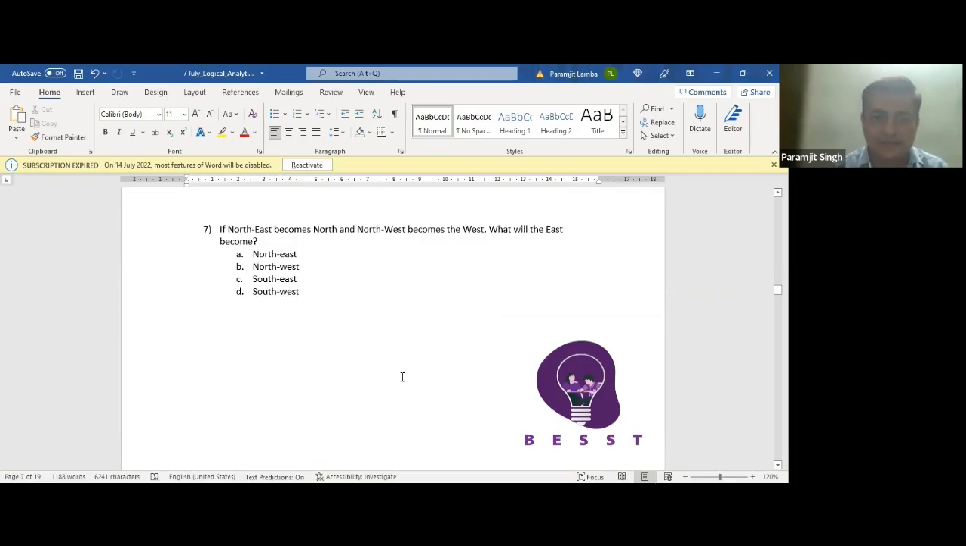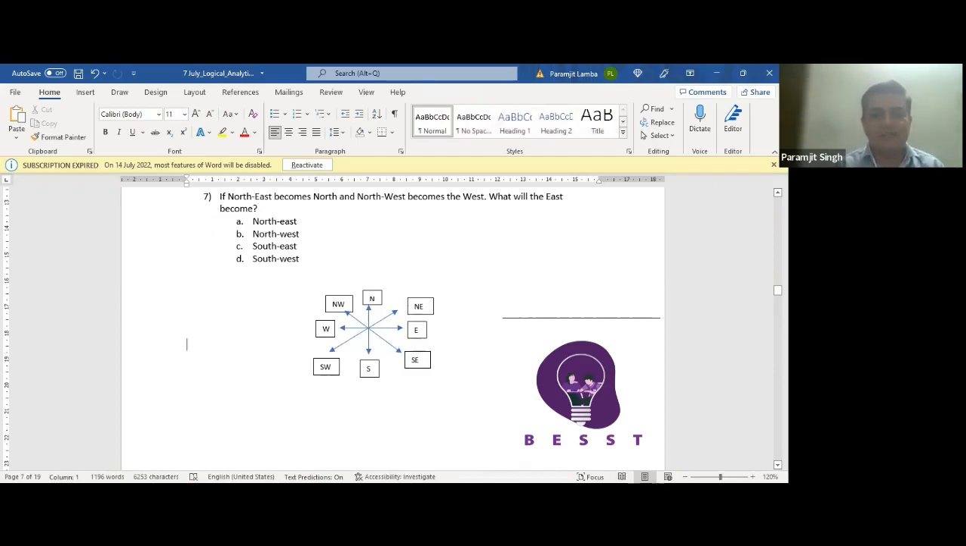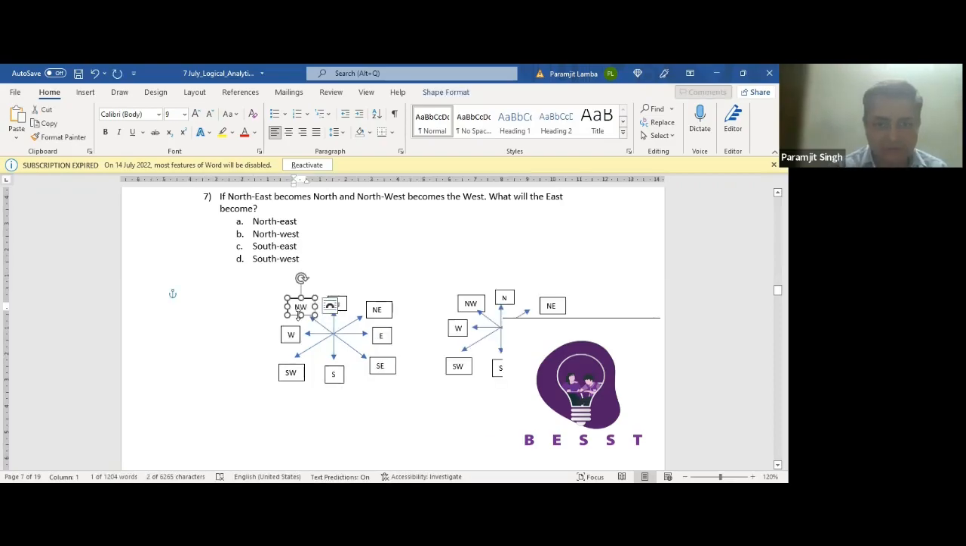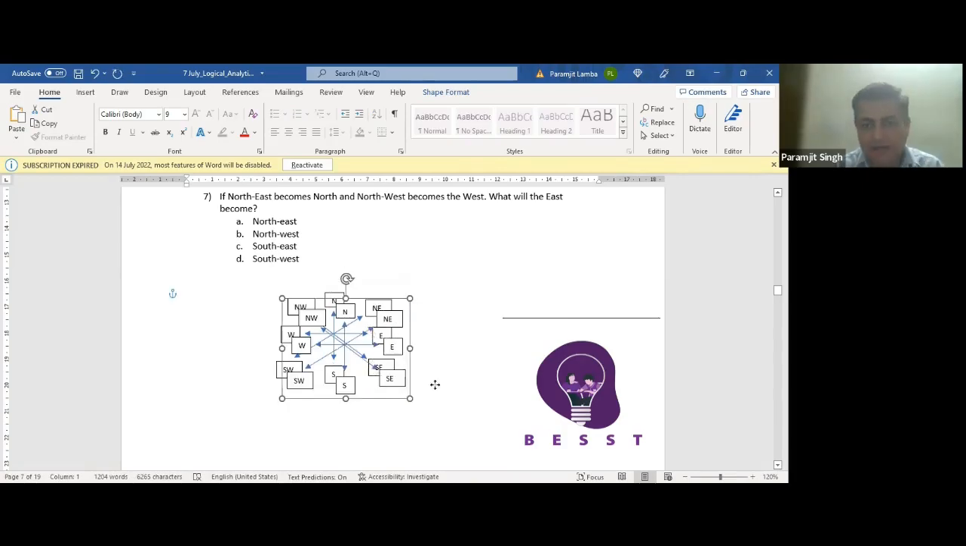If northeast becomes north and northwest becomes west, what will east become? Please do it. Draw the compass on your paper and tell me what will east become. Don't worry, even if you get your answer wrong, you should try and attempt because it will give you clarity on what you're doing right and what you're not doing right. Anyone? Okay, guys, tell me.